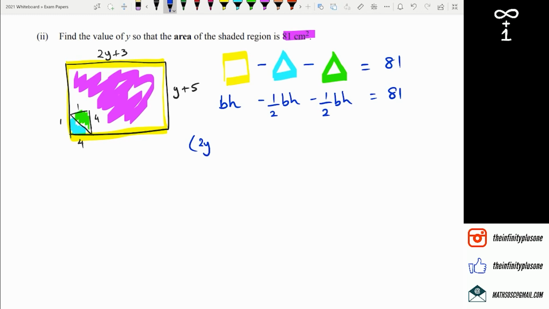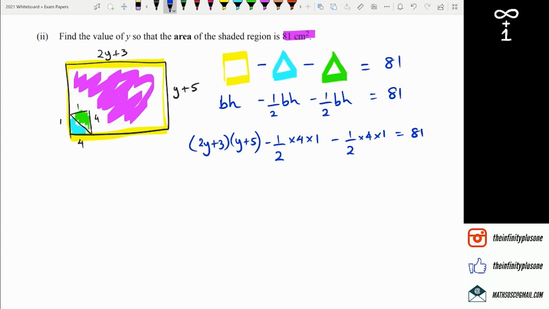So we got (2y plus 3)(y plus 5), minus half. And if you look at the blue triangle, the base is 4 and the height is 1. And because it's a repeat of that same triangle, we're going to end up with something like this.